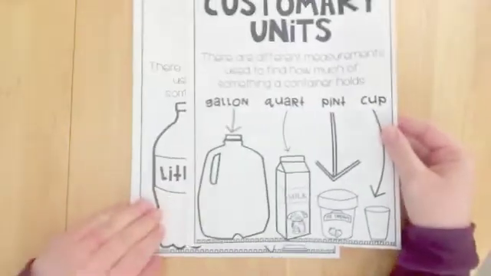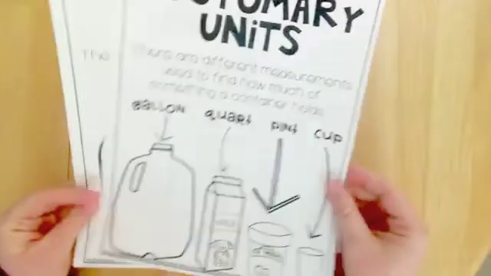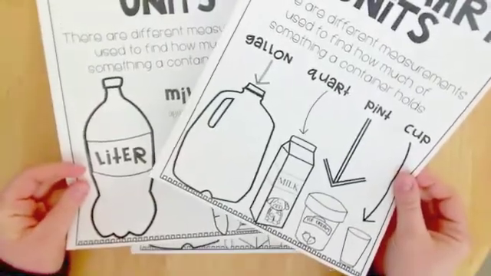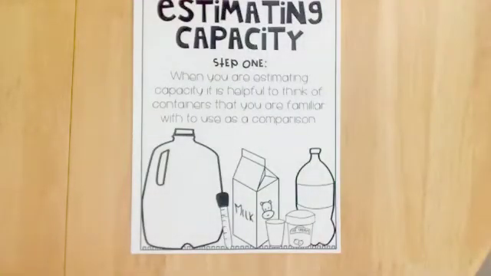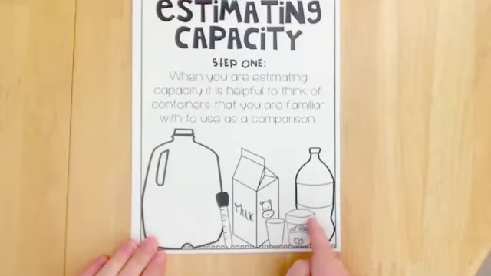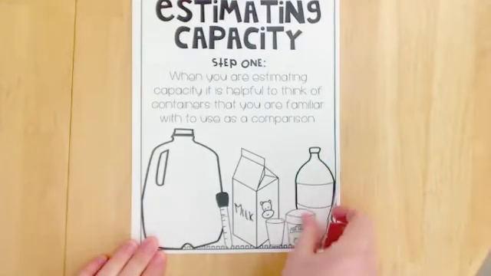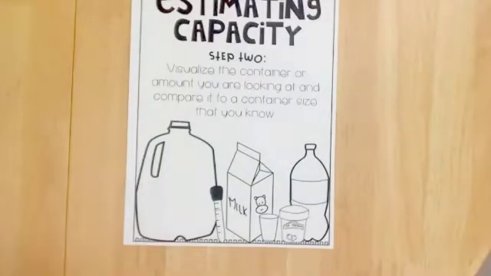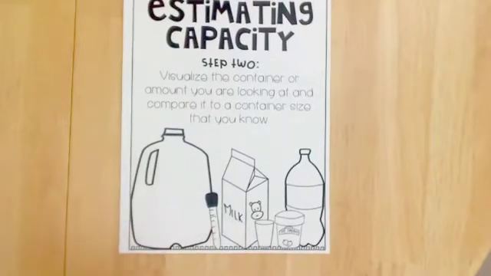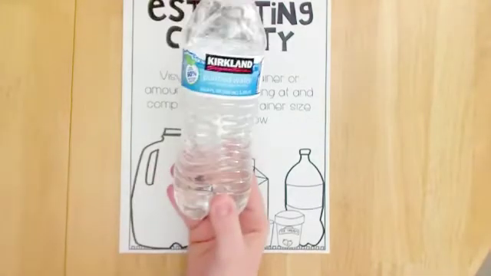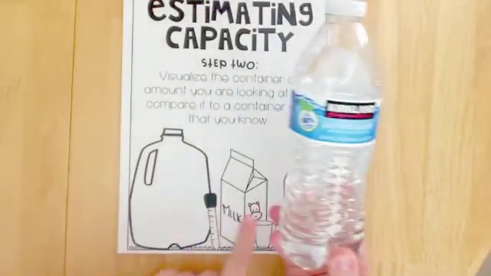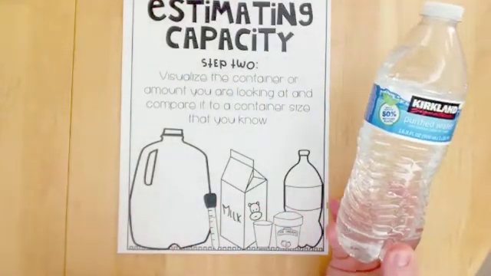So I want you to think of all those pictures, and if you even have them in your house, you could pull them out to help you with your estimating. So step one, think of your containers. We just went through all of those. Step two, visualize the container or amount you're looking at and compare it to the container size you know. So you're going to think, which of these ones could I match it with?